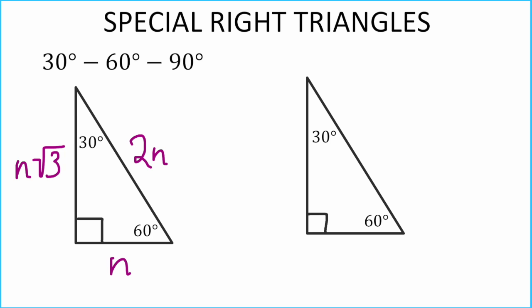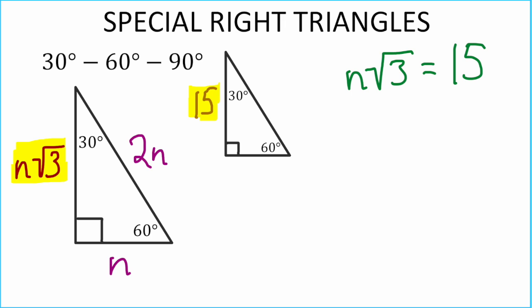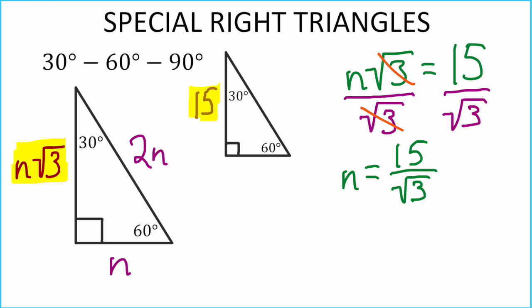All right, last one. This is the difficult one that takes a little more extra effort. Because we have a 15 for the long leg, we would like to see a radical 3, but we don't have it. But we do know that the 15 is equal to n radical 3 in our pattern. And let's make that triangle smaller and go ahead and solve for it. So we know n radical 3 is 15. Divide both sides by radical 3. And they cancel out. We get n is 15 divided by radical 3.